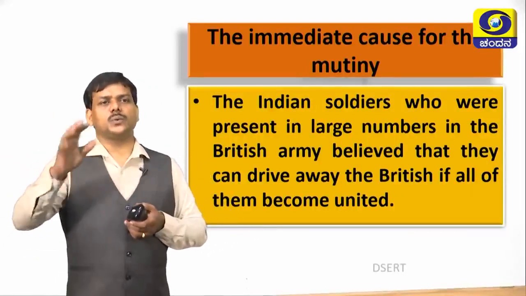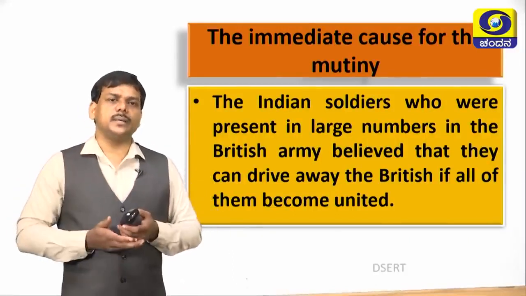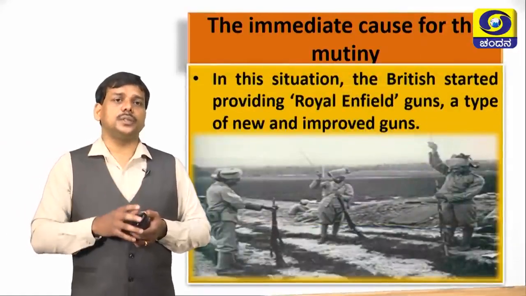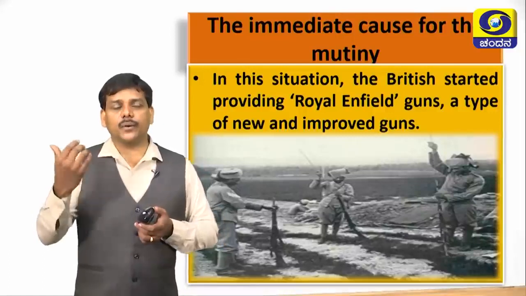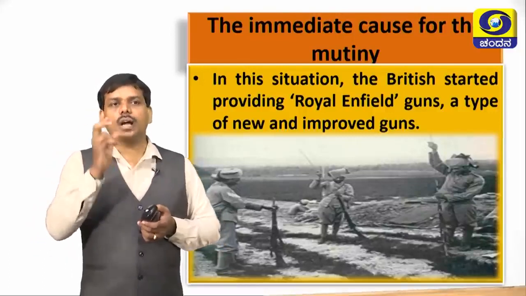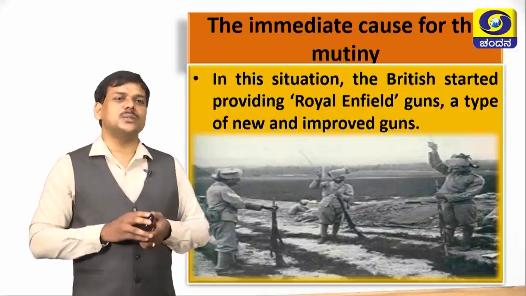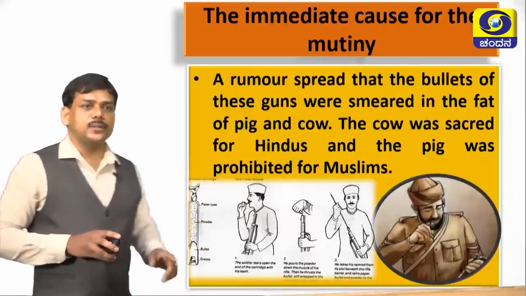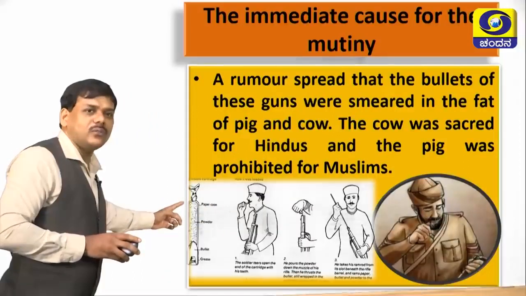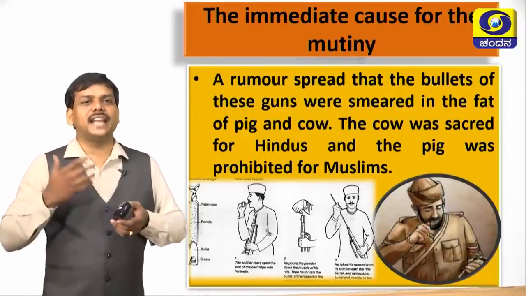The Indian soldiers who were present in large number in the British army believed that they can drive away the British if all of them become united. But in this situation, the British started providing Royal Enfield guns, a type of new and improved guns. Royal Enfield guns were provided to the Indian soldiers, but here you can see a rumor spread that the bullets of these guns were smeared in the fat of pig and cow.